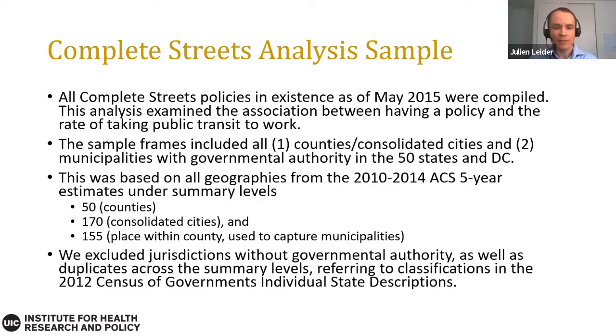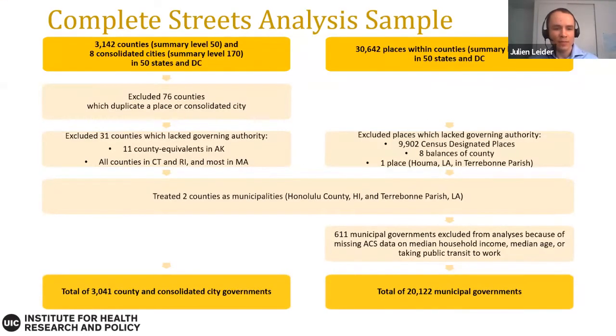For both frames, we excluded jurisdictions without governmental authority. There was also some duplication where some jurisdictions could be considered under multiple types. And we deduplicated with reference to how the jurisdictions were classified in the 2012 Census of Governments. So the process of getting to this frame was very involved and also highlights some issues in working with the ACS data and some things to keep in mind. So I go into that in more detail here.